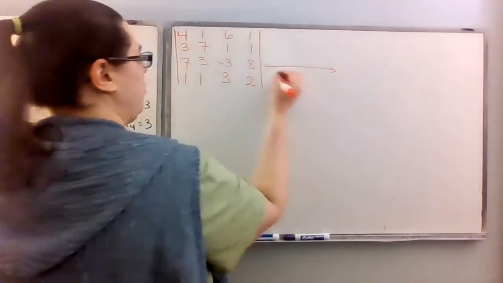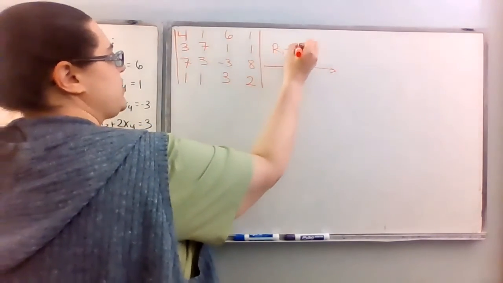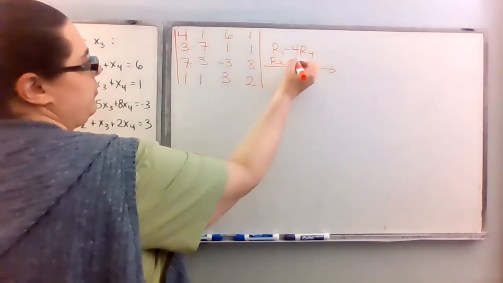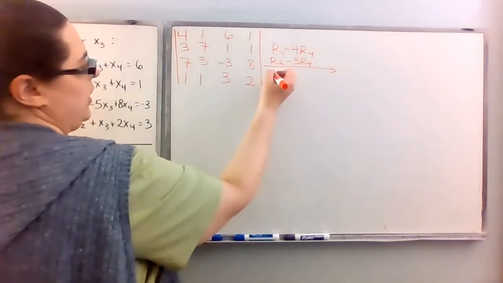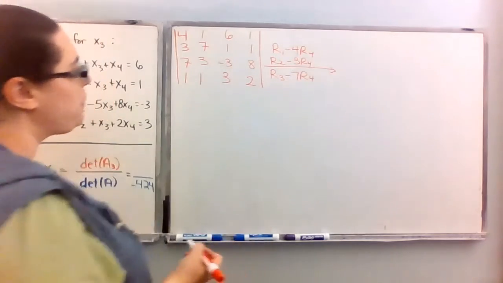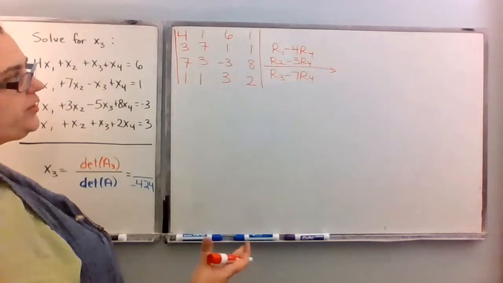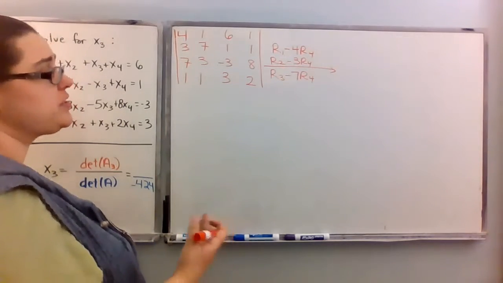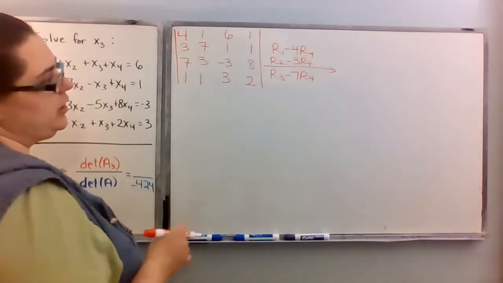So I'm going to do row 1 minus 4 row 4. And then I'm going to do row 2 minus 3 row 4. And row 3 minus 7 row 4. Now, if I didn't have 1s, or if I had zeros already in some locations, I might make some different choices, but this is the route I'm going to be taking.